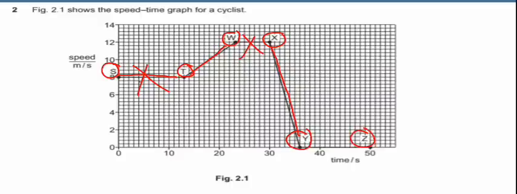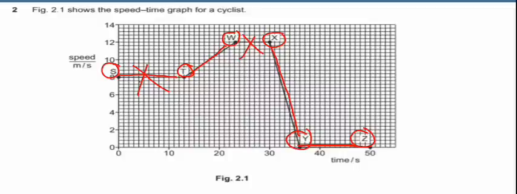Why are we saying the cyclist was not moving? As you can see here, it is just time which is changing. Let me not forget, on the x-axis we have time, and on the y-axis we have the speed. So when you consider these two things, you are going to find that from Y up to Z, the cyclist was not even moving because only the time is changing here. Let's try to answer the questions.